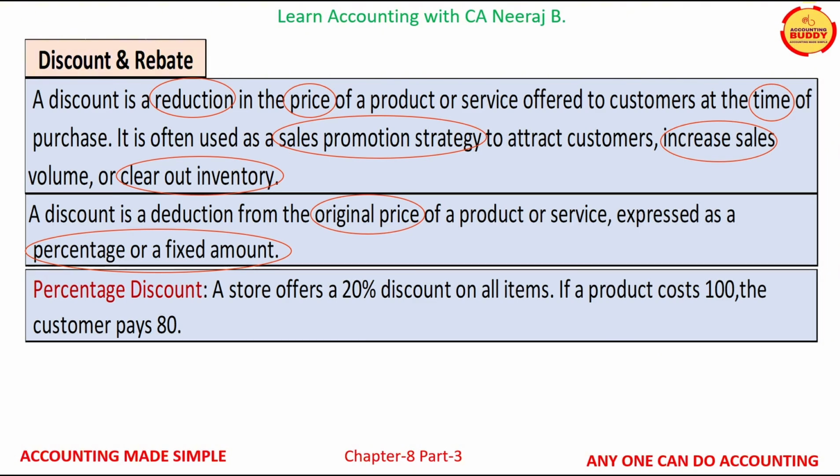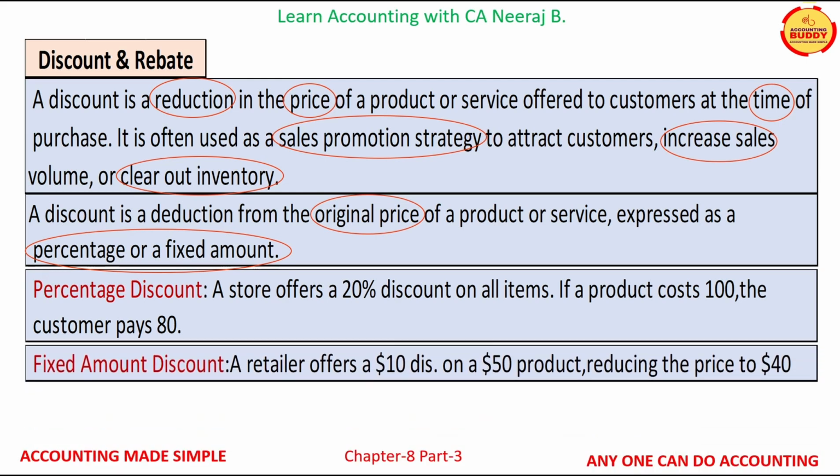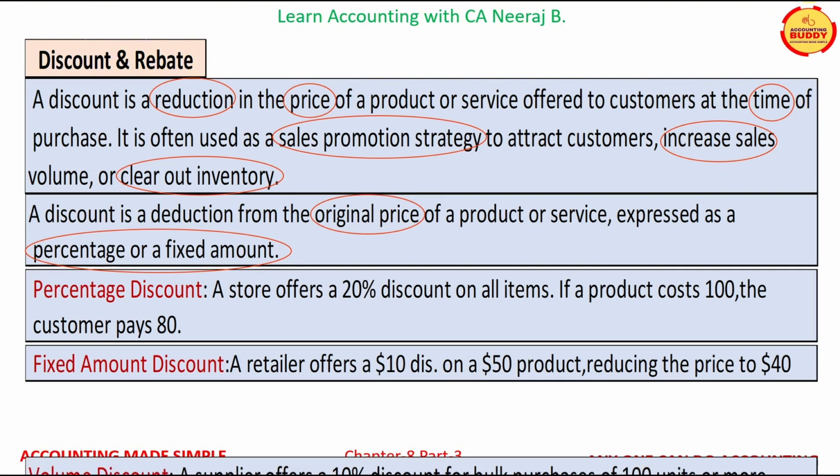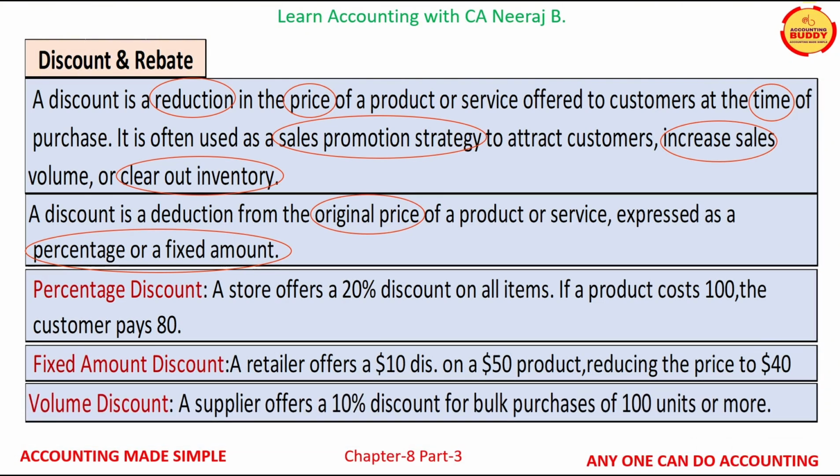That means if a product costs $100, the customer will pay only $80. Fixed amount discount, for instance, means when a retailer offers $10 discount on a product of $50, thereby reducing the price to $40. Whereas the volume discount, for instance, means when the supplier offers a 10% discount for the bulk purchases of 100 units or more.